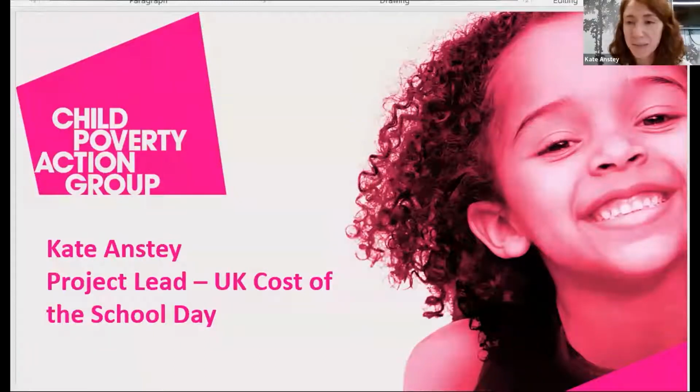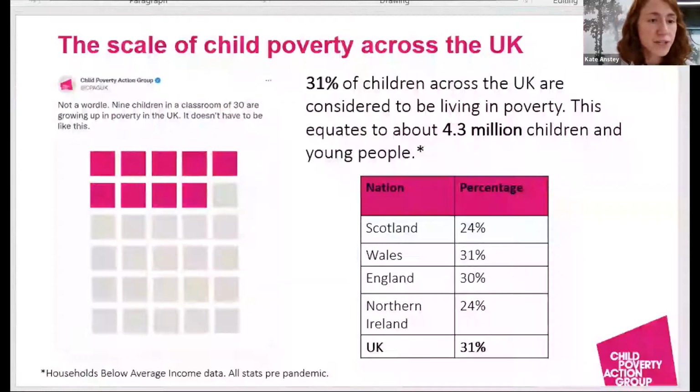As a charity, we work on behalf of children across the UK growing up in poverty. My job in particular is to look at education and where those barriers to education might lie for children living on a low income. Before I go into the project and some of the research that we've done, I think it's really important to understand the scale of the issue that we're talking about.